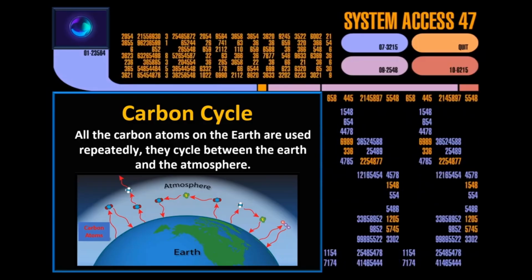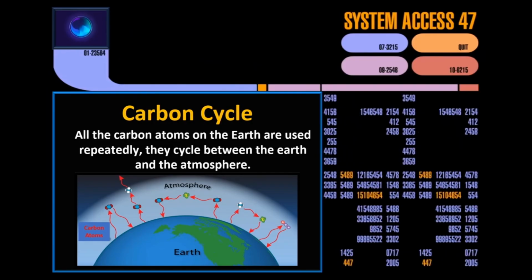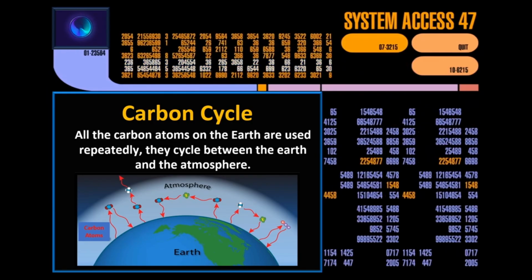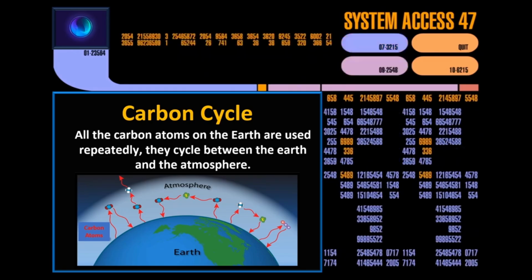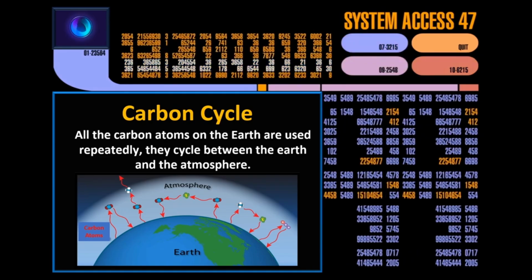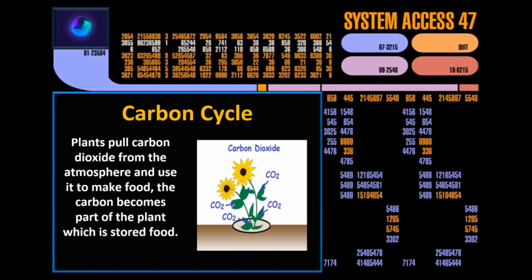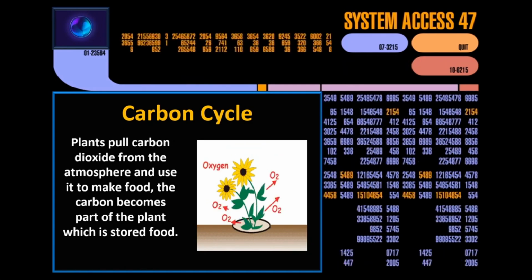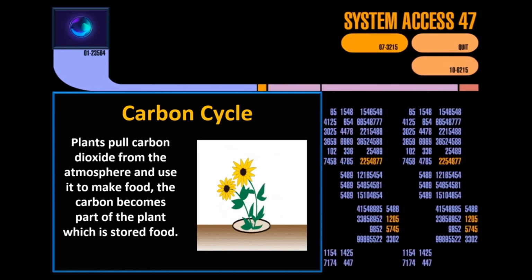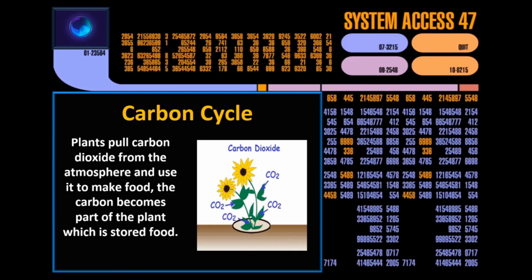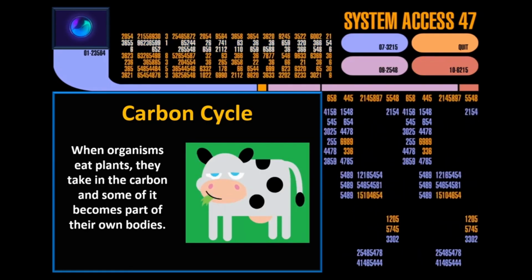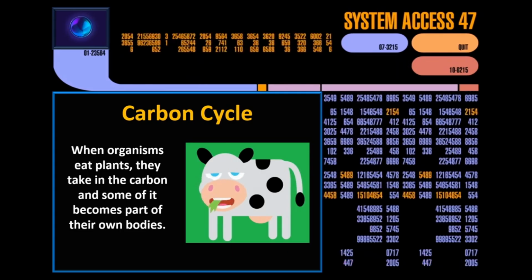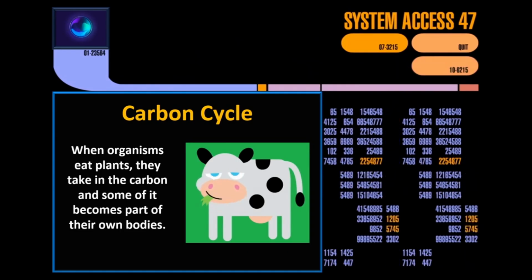There are 5 basic components that describe the process. All the carbon atoms on the Earth are used repeatedly. They cycle between the Earth and the atmosphere. Plants pull carbon dioxide from the atmosphere and use it to make food. The carbon becomes part of the plant, which is stored food. When organisms eat plants, they take in the carbon and some of it becomes part of their own bodies.